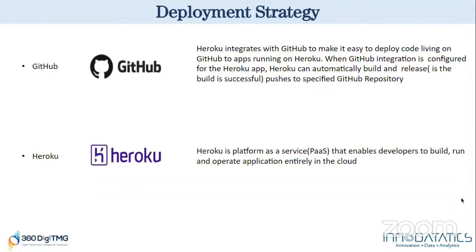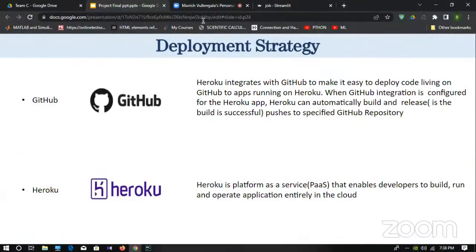Then, continuing with the deployment strategy, GitHub is the cloud-based repository to store our code. We will be able to edit the code anywhere and everywhere, and also deploy the committed changes to the cloud by connecting Heroku and GitHub with the respective credentials. And Heroku is a platform as a service, like a PaaS, that enables developers to build, run, and operate applications entirely in the cloud. I'm calling Vicky to carry on with the further slides. Thank you.